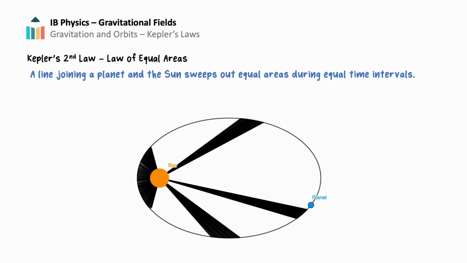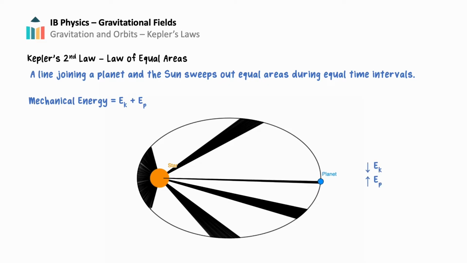Kepler's second law can be extrapolated to show the conservation of mechanical energy. When a planet orbits a sun, as it gets farther away, it slows down, decreasing its kinetic energy, but increasing its gravitational potential energy. And conversely, as the planet nears the Sun, the gravitational field accelerates the planet, increasing its kinetic energy while decreasing its gravitational potential energy.